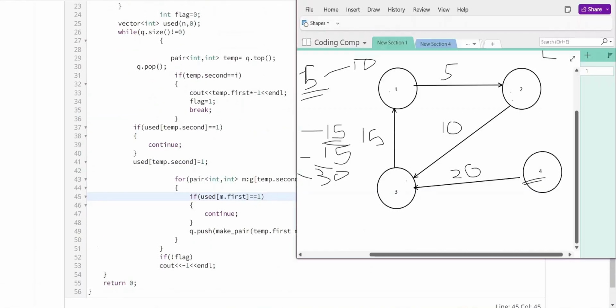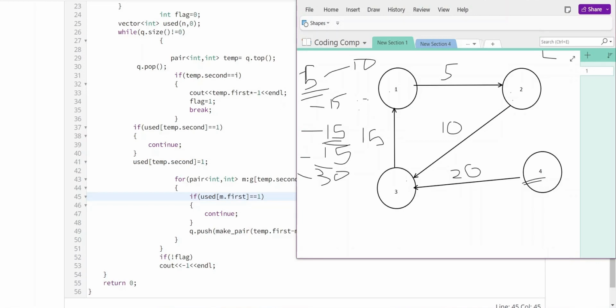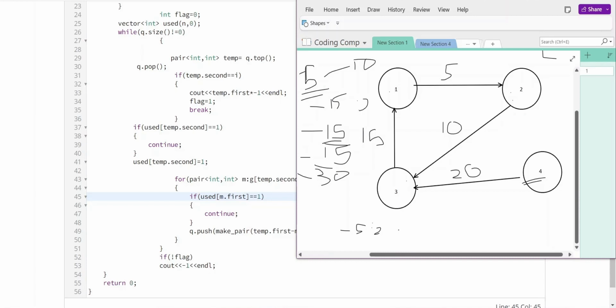My priority queue initially had -15 and the node associated with it was 3. Initially my priority queue had -5 and the node associated with it was 2. Then after that it has -15. That means the cost required to travel till there was 3, and after that my priority queue had -30 and 1.